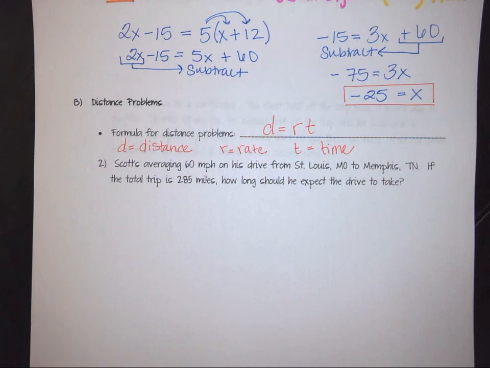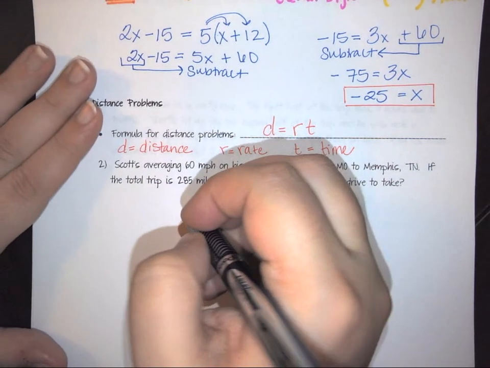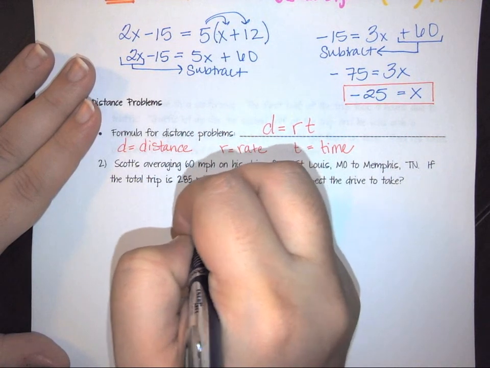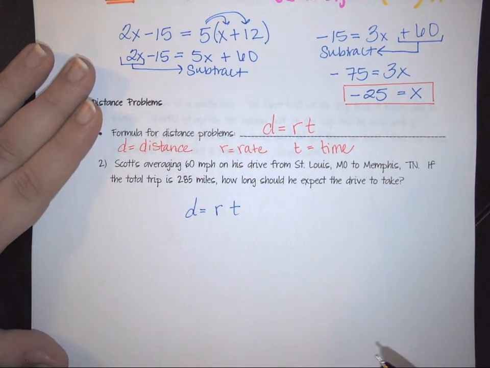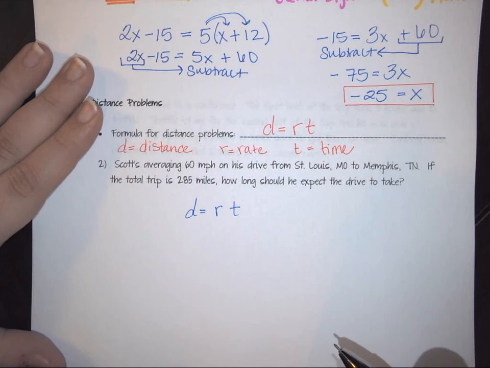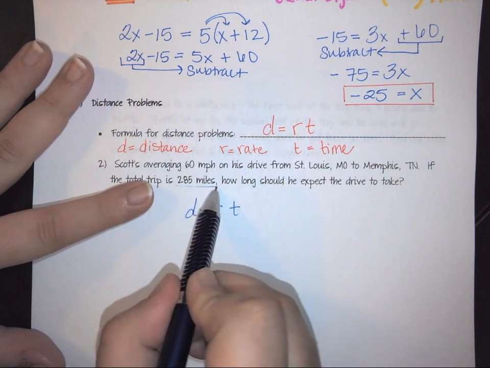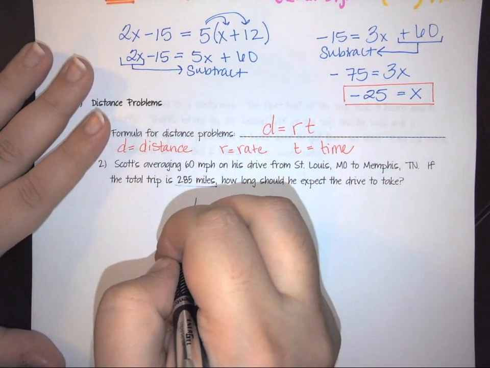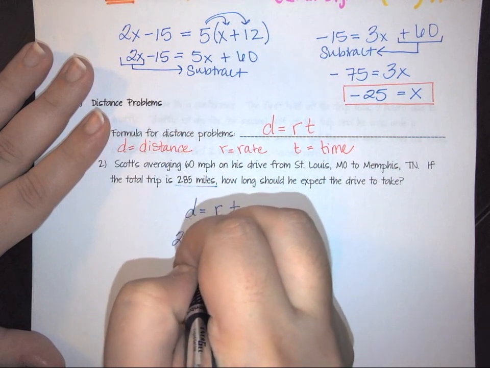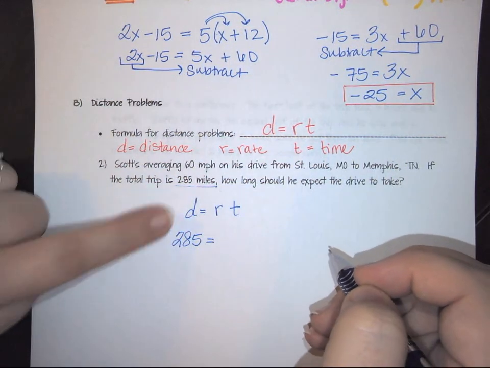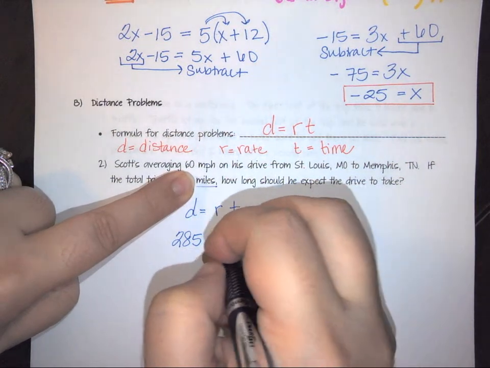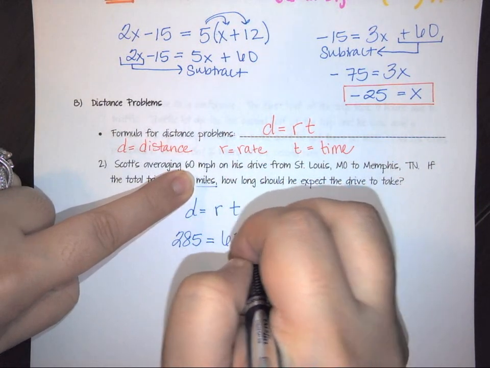Louis to Memphis. If the total trip is 285 miles, how long should he expect the drive to take? So again, we have to start with our formula. D equals RT. In this case, we're told what D is. My D is the 285 miles. So we have 285 is equal to, my rate is 60 miles per hour, so 60 T.